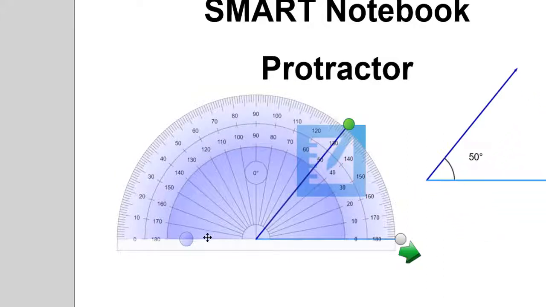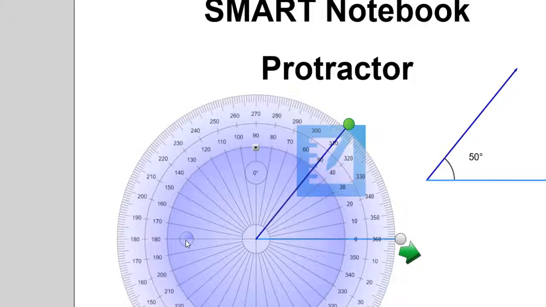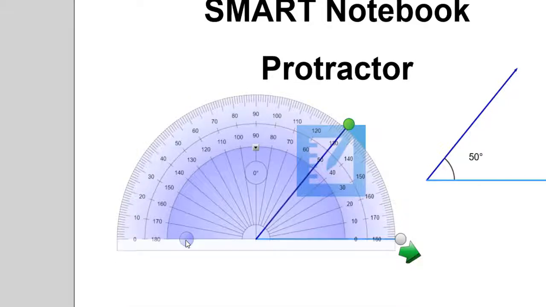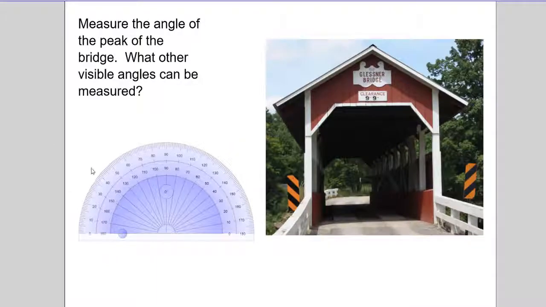So it's really nice. There's another dot over here on the bottom. If I click that, it changes it from 180 degrees to 360 degrees. So it depends on what you need. So let's see the protractor in practical use.